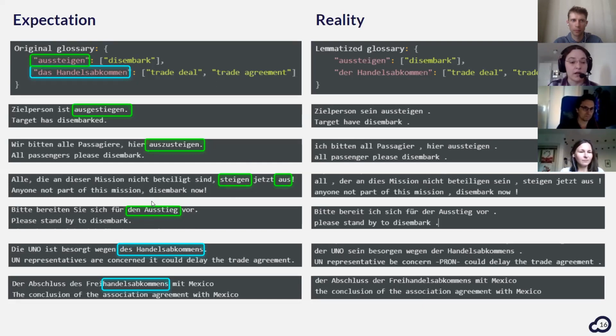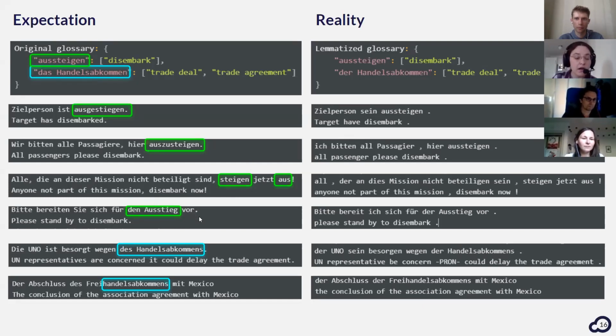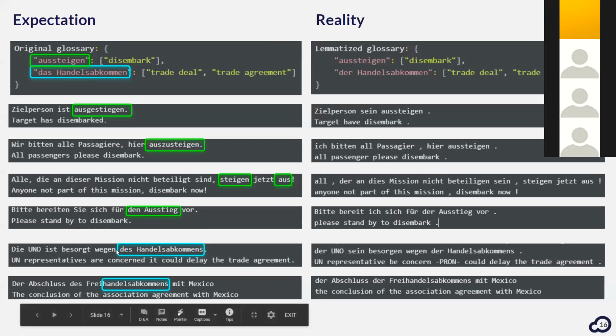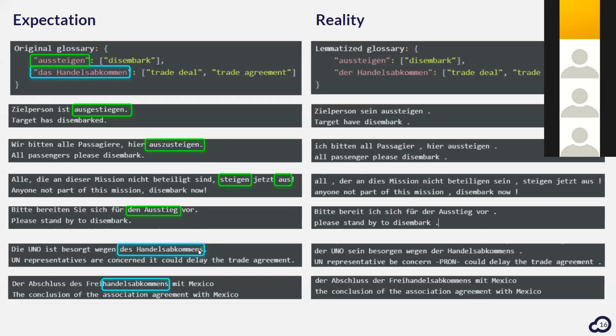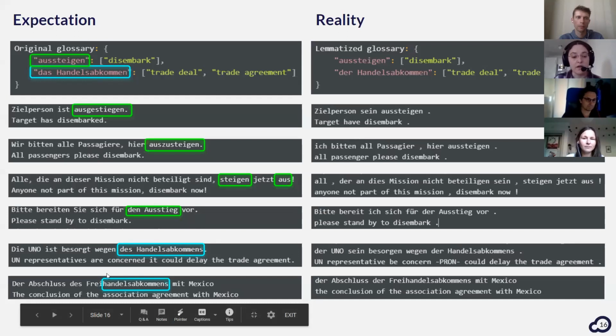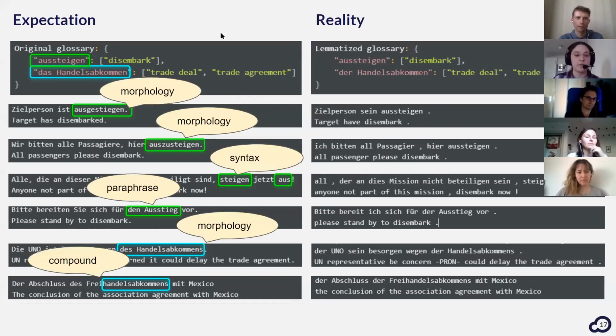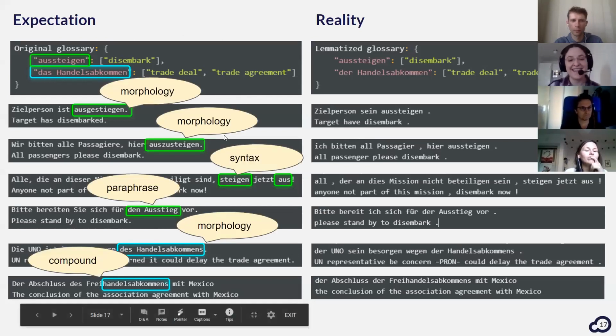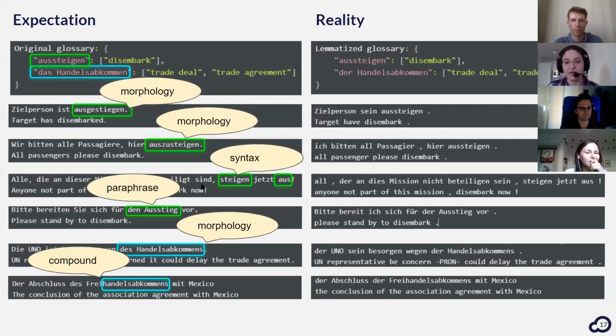For das Handelsabkommen, here we have a declined form. So this is the noun in the genitive case, des Handelsabkommens. So we would like to match that. And here we have it as part of a compound. So this is the expectation from our matching. This is what we hope to achieve. And these are some of the different problems we run into.